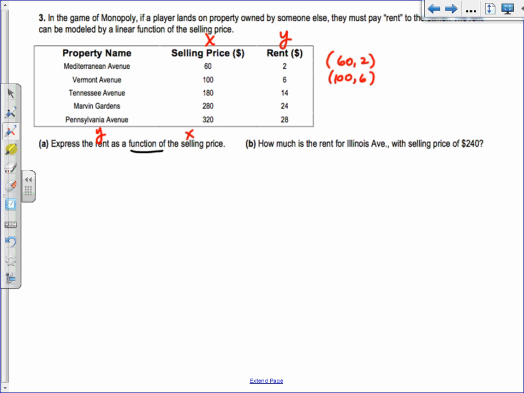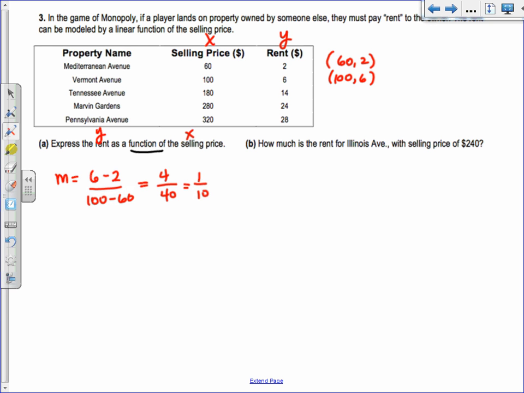All right, so I'm going to come up with a slope between them. So I'm going to have m equals y2 minus y1, so 6 minus 2, over x2 minus x1, 100 minus 60. And make sure you're doing y's over x's. Everybody always messes that up and does x's over y's. Change in y over change in x. So you get 4 over 40, which reduces to 1/10. So your slope is 1 over 10. All right, so we have the slope.